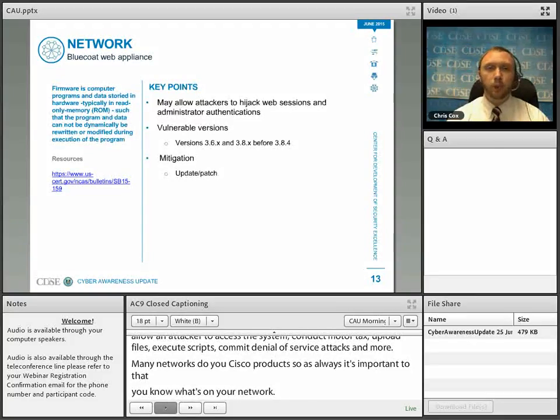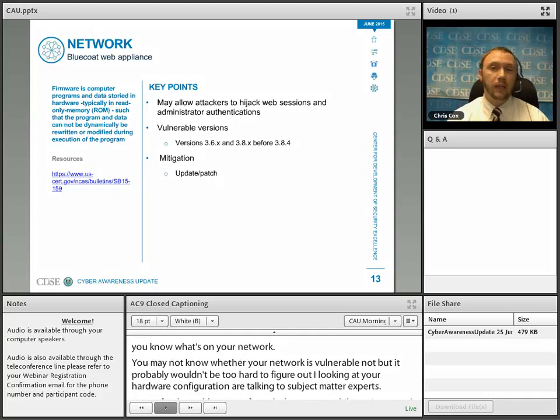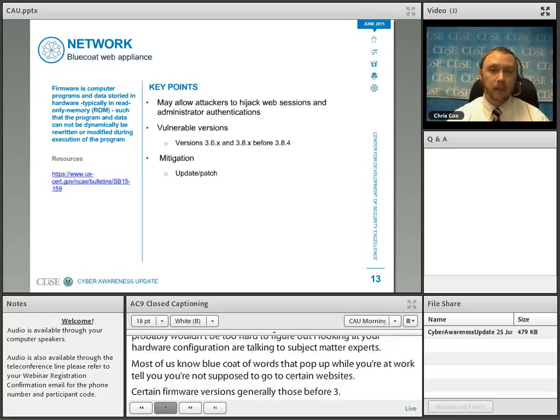Most of us know Blue Coat from those alerts that pop up once in a while at work, telling you you're not supposed to go to certain websites. But other than that, they're products used for security and network optimization. Certain firmware versions, generally those before 3.8.4, have vulnerabilities that may allow an attacker to hijack web sessions and capture administrator login information. By now, we all know what to do. You update the firmware to remediate the vulnerability.